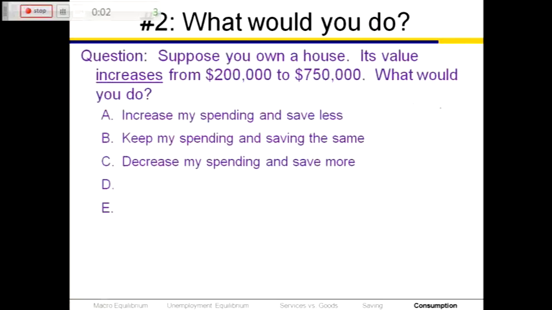Suppose you own a house, and suppose the value of your house increases from $200,000 to $750,000. What would you do? Would you increase your spending and save less? Would you keep your spending the same, or would you decrease your spending and save more? What would you do if the value of your house increases? Nothing's happened to your income. It's just that the value of your house is now $750,000 versus $200,000.